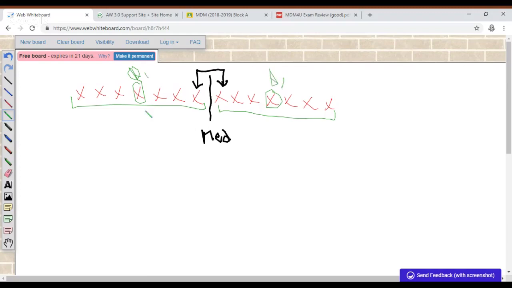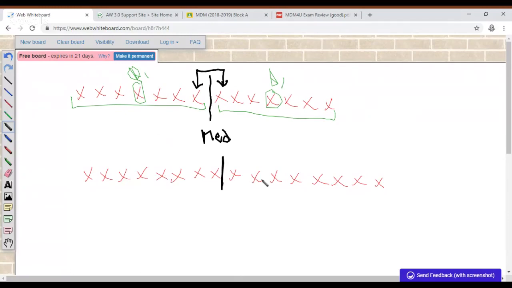Now, what if I had 16 pieces of data? It's not exactly the same. So if I had 16 pieces of data, again the median, 16 divided by 2 is exactly 8. So 1, 2, 3, 4, 5, 6, 7, 8.